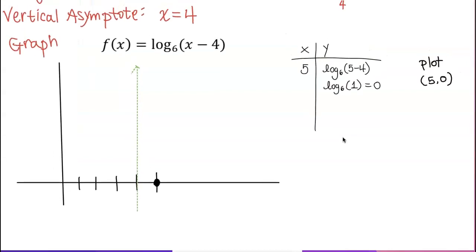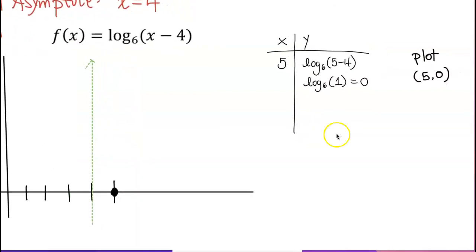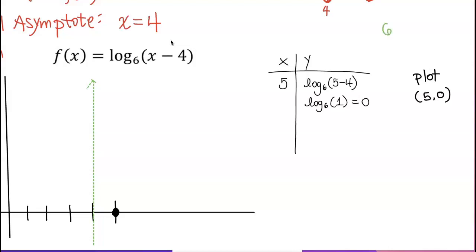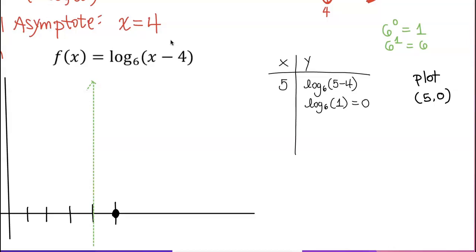Let me plug in one more number. Let's think, what will be a nice number for us to plot? Because guys, it's a little tough: if you think about 6 to the 0 power, you will get 1, and the next number will be 6 to the first power equaling 6. So I want to make the log argument to be 6.